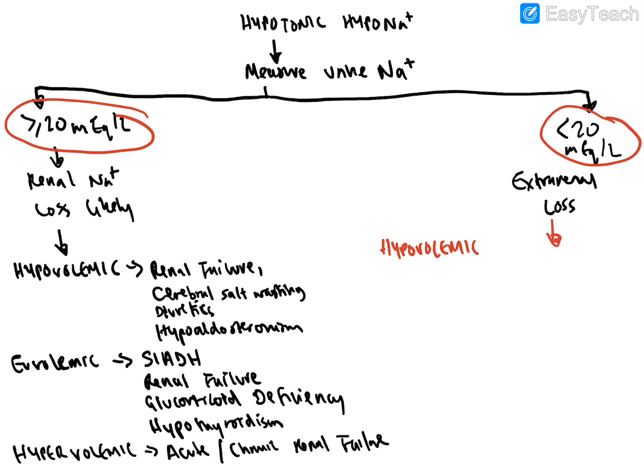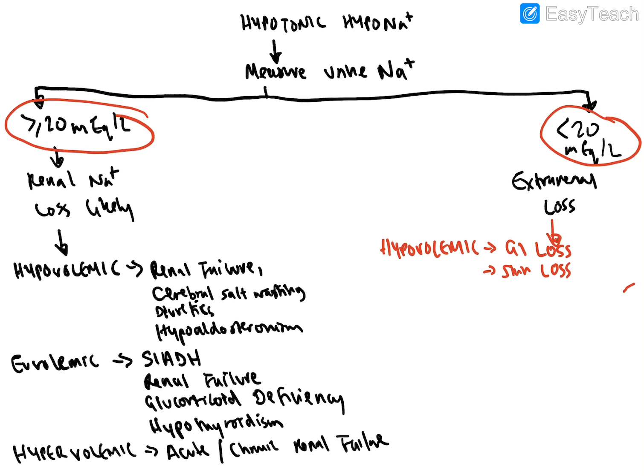So hypovolemic causes include GI loss. GI loss is typically due to diarrhea or vomiting. Within diarrhea you have different types of diarrhea, so this would be due to secretory diarrhea. It can be due to skin loss, so in patients with, for example, burns, you're losing a lot of volume.